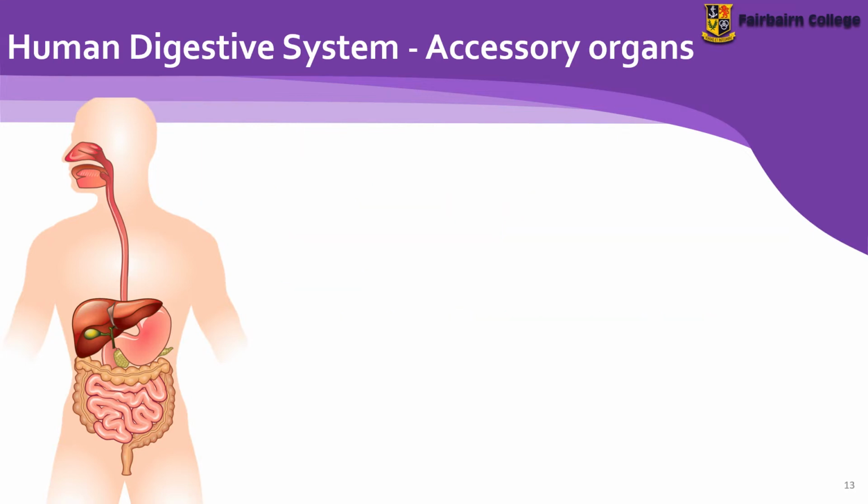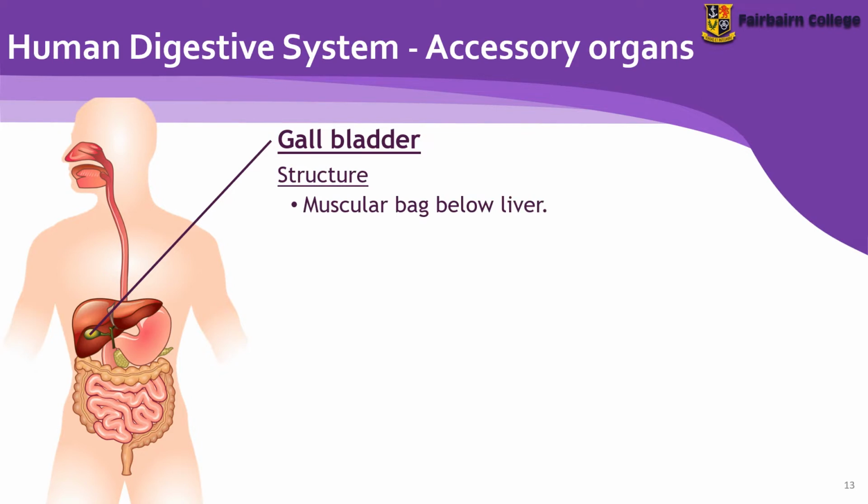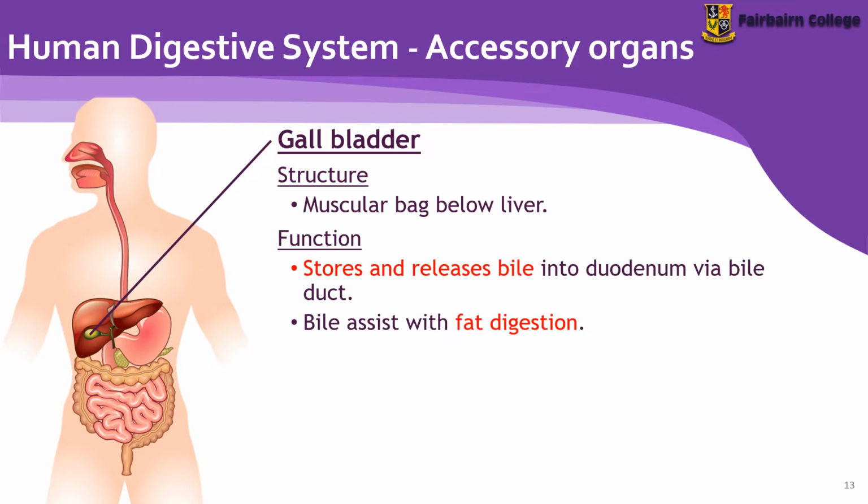As mentioned, bile being produced in the liver is stored in an organ called the gallbladder. The gallbladder is a muscular bag that is situated just below the liver. The function of the gallbladder is to store and release bile when it is required. It releases the bile into the duodenum via the bile duct, where the breakdown of fats will then take place. So as mentioned, the function of bile is to assist with fat digestion.